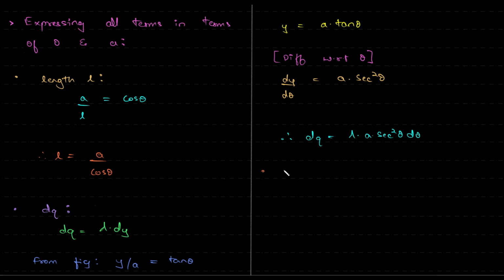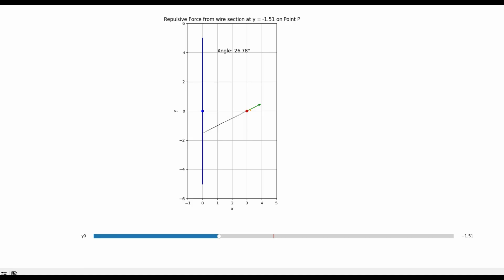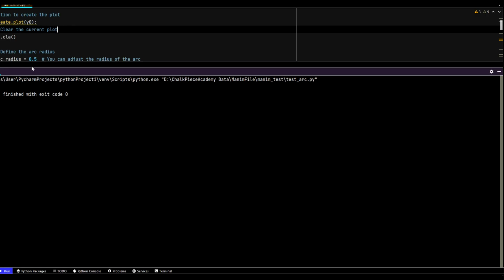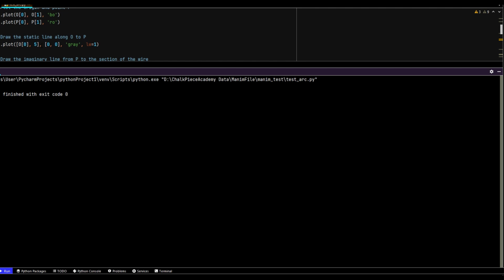Make sense? And finally, limits. We need to add, but from where to where should we add? That's the question. How will the limit change? Everything is in terms of a and theta. a is fixed, so we need to understand theta. What value to what value are we adding? I'll give you guys some clue. Let me do it with this itself. Just a second.